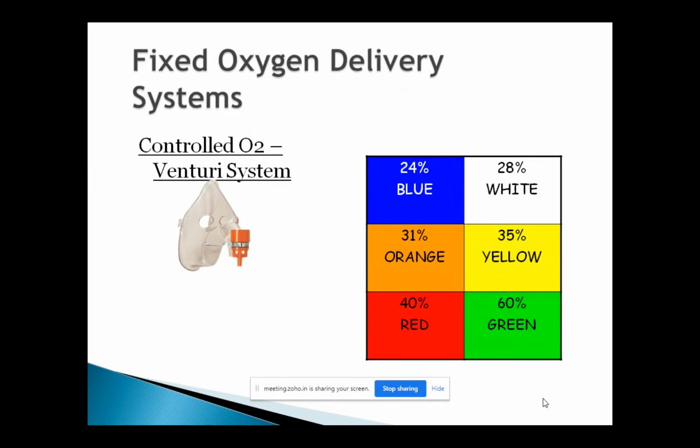So it's very, very clear, black and white. You don't have to get confused. You don't have to ask anybody, because it's a manufacturer instruction. You have to follow the instruction. Look at the color of the valve. Look at the percentage you are going to give, and on the side it will tell you how many liters you need to set on the flow meter.